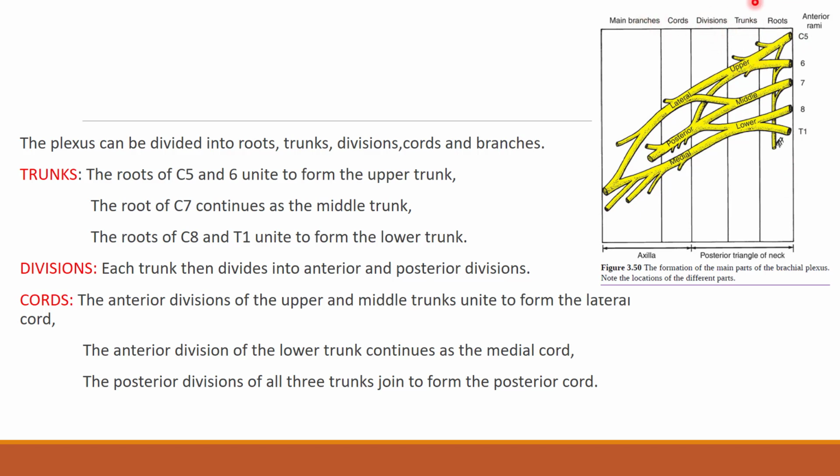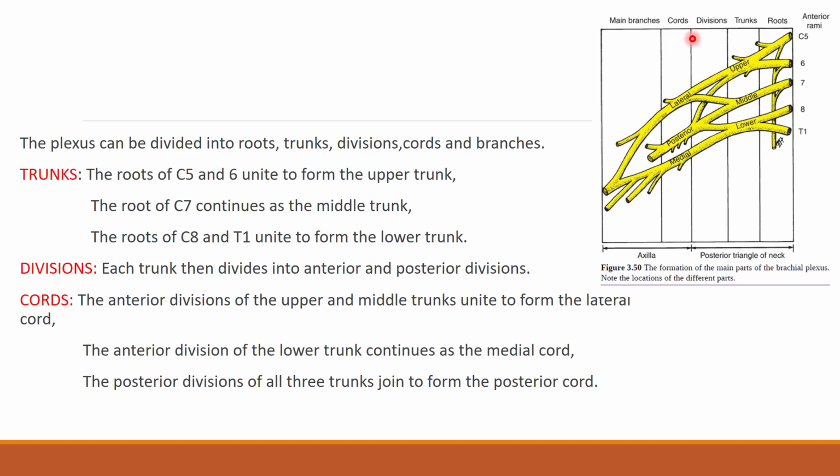First of all, we will see how the trunks are formed. The roots of C5 and C6 unite together to form the upper trunk. Then the root C7 continues as the middle trunk. Then the roots of C8 and T1 unite to form the lower trunk. In this way, three trunks are formed: upper, middle and lower trunk.